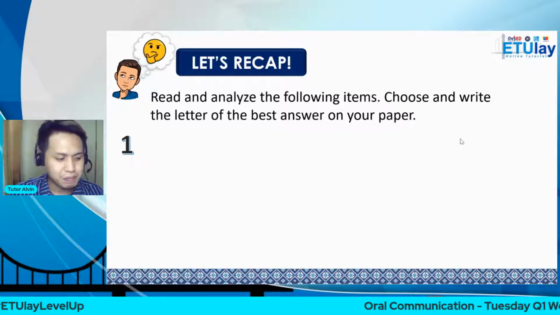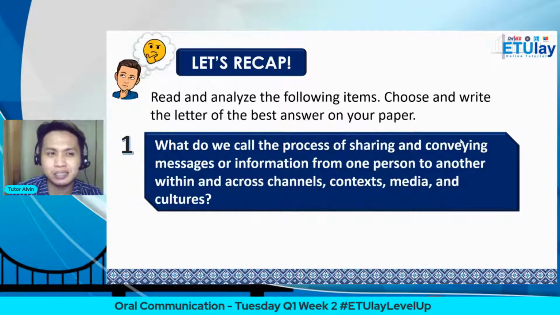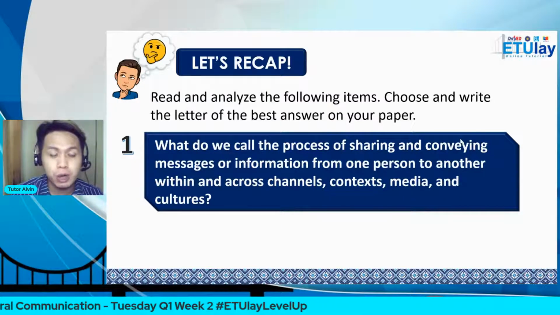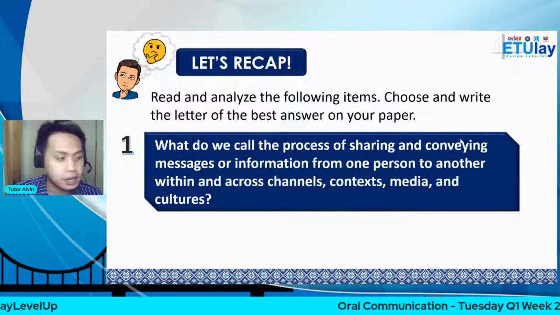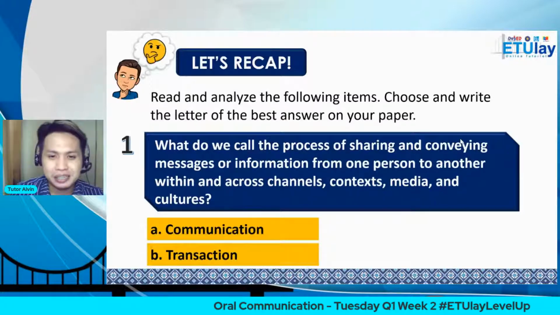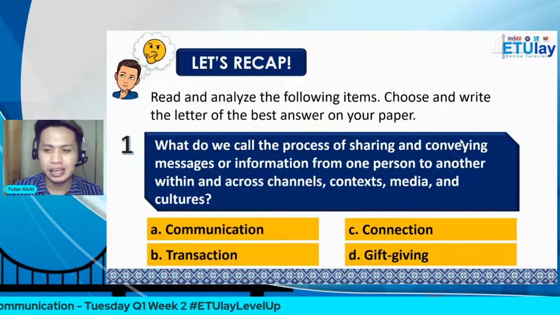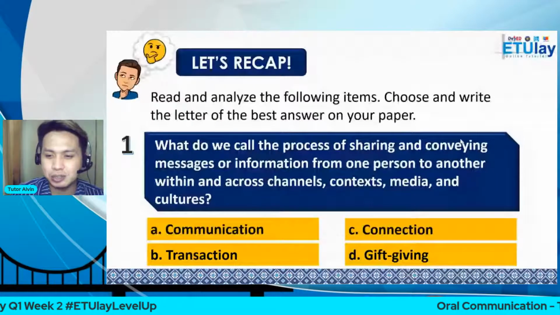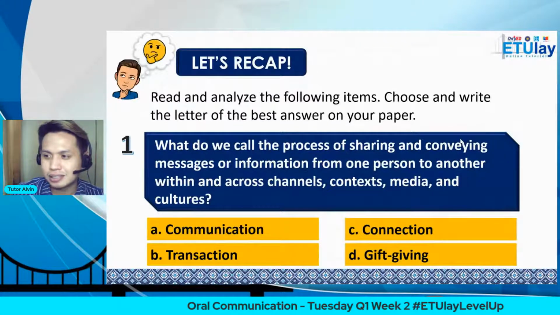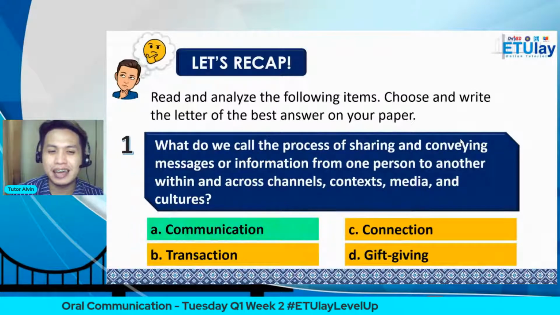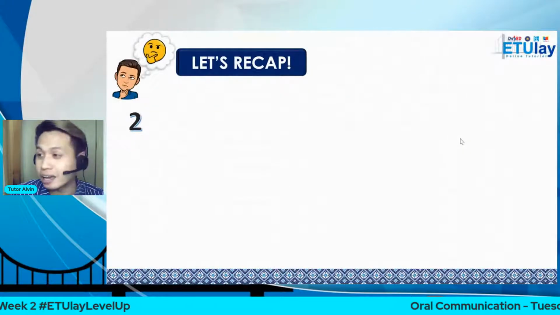Number one: what do we call the process of sharing and conveying messages or information from one person to another within and across channels, context, media, and cultures? Is it letter A, communication, B, transaction, C, connection, or letter D, gift giving? I want to see the letter of the best answer. Okay, a lot are answering communication, and that is correct. Very good. Let's move on to the second review question.